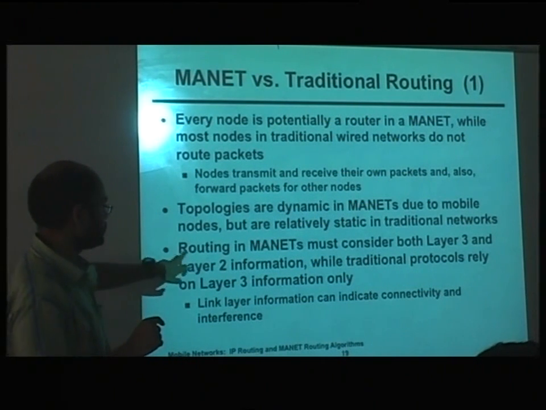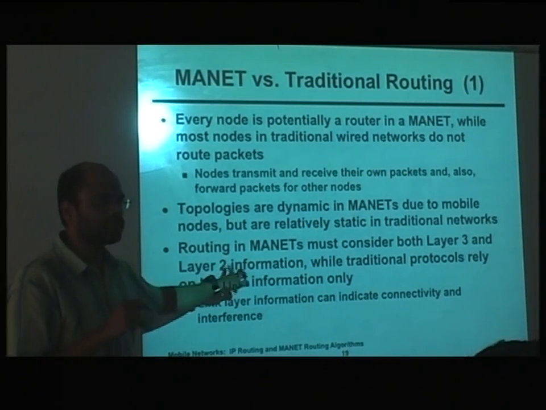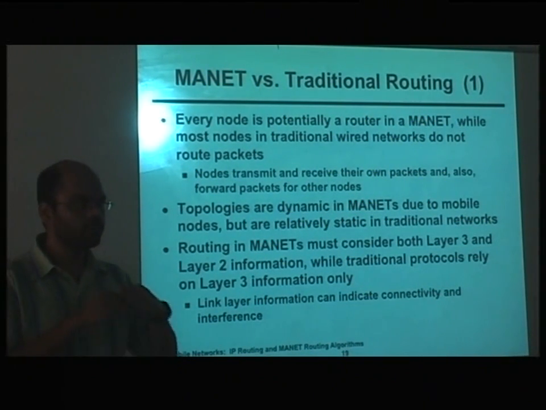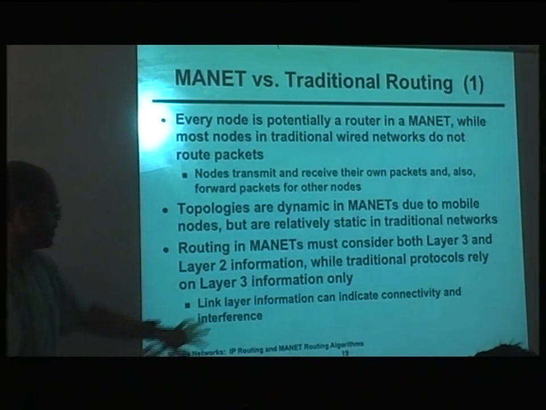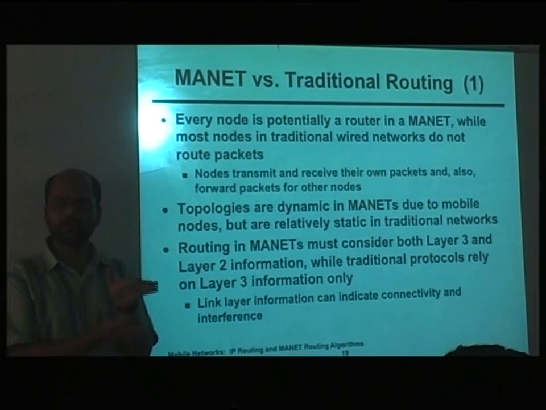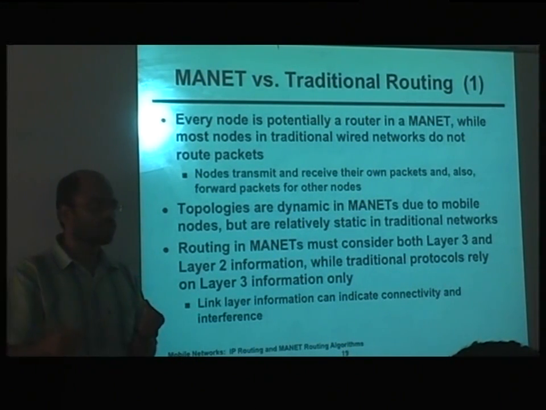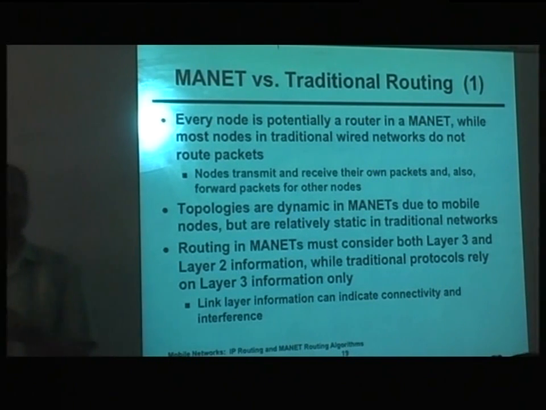Then it has to consider both layer 2 and layer 3 information. Because in traditional networks, everything is wired and you don't actually look at layer 2, because at the MAC layer there is the CSMA protocol, which will take care of it. In this network, it's a combination of both layer 3 and layer 2, because whether you have a neighbor or not is layer 2 information. So layer 3 has to get this information and then decide whether to use that node as a neighbor or not.